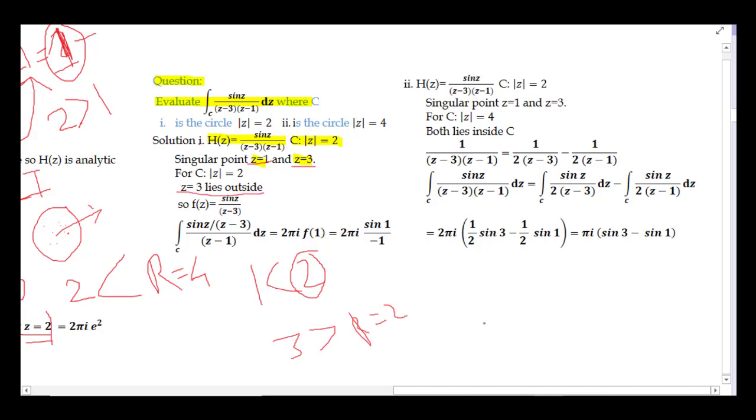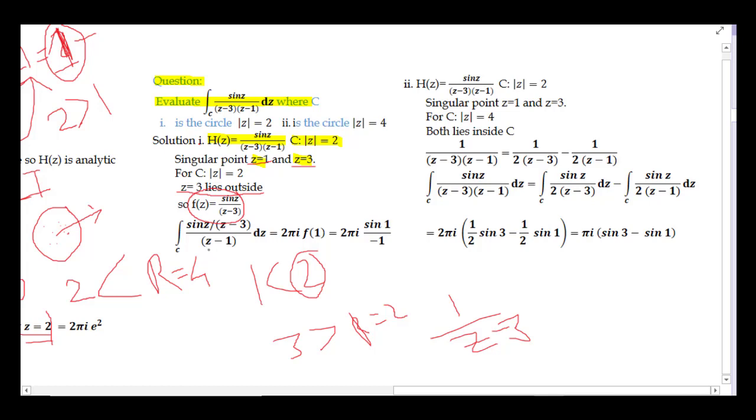So z equal to 3 lies outside means what? 1 upon z minus 3 is analytic for this curve, and sin z is already analytic. So f(z), my analytic function, is sin z upon z minus 3 for this particular curve only, mod z equal to 2. So write f(z), sin z upon z minus 3, divided by z minus 1 dz.